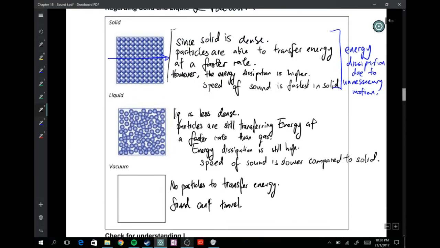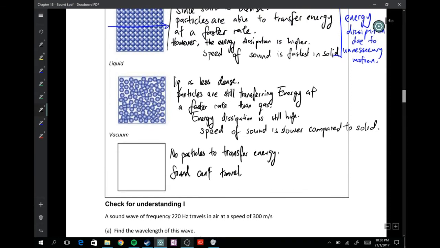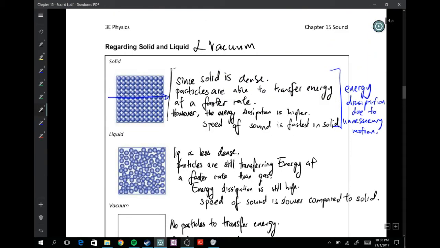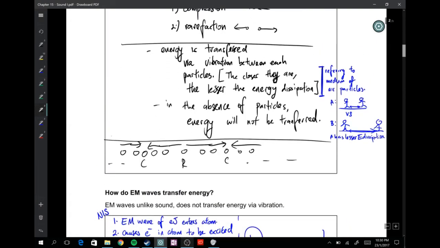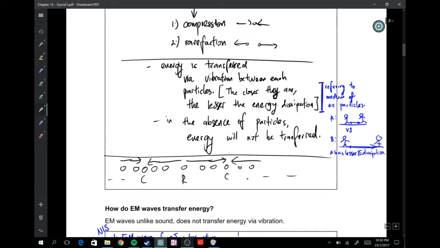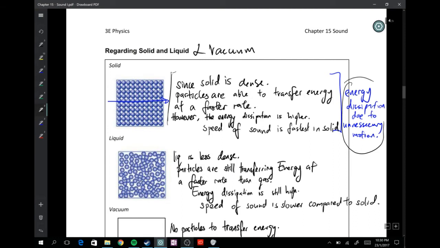And of course in vacuum, since sound can't travel, there's no speed to compare. Then I also talk about the energy dissipation due to unnecessary motion. I said over here, the closer they are, the lesser the energy dissipation. But over here, when we deal with solid, the more packed they are, the higher the dissipation of energy.